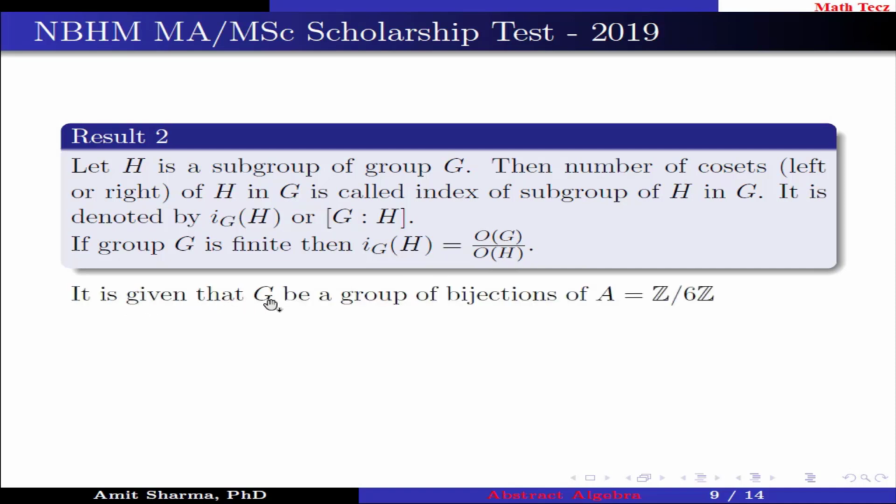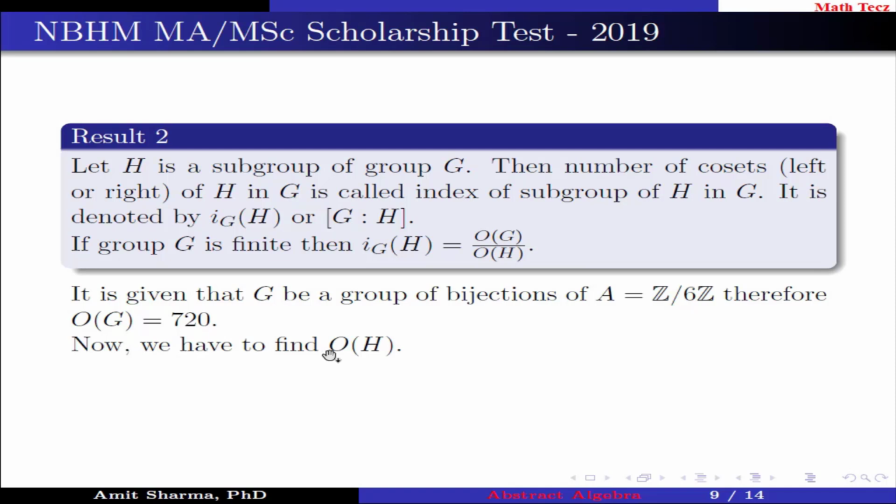It is given that G is the group of bijections of A, which is equal to Z/6Z. Therefore, the order of G is equal to 720, because Z6 contains 6 elements. The first element has 6 choices, the second element has 5 choices, the third element has 4 choices, and so on. So in that way, the order of G is 720. Now we have to find the order of H.